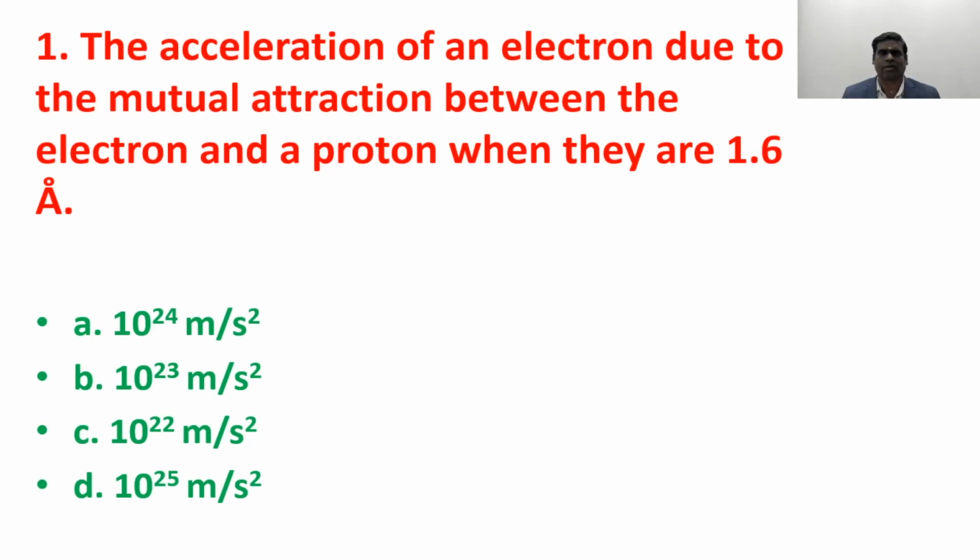Here you want to find the acceleration of an electron. Between the electron and proton, these two are separated by a distance of 1.6 Angstrom. You know 1 Angstrom equals 10 power minus 10 meter. So you have to convert Angstrom into meter and then apply. Here you should find the acceleration. Let's move to the next question.